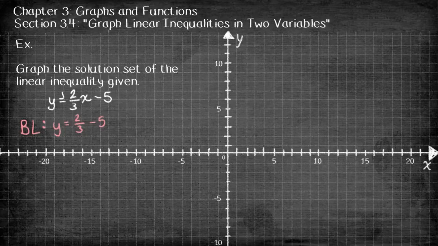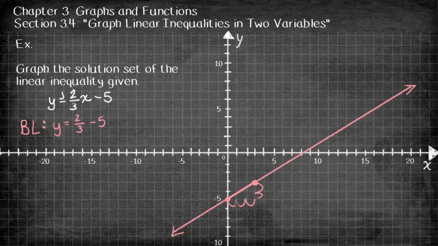I know that my y-intercept is -5, so I can start here. And my slope being 2/3 means that if I go 3 places to the right, I have to go up 2 units. All right, and here's my boundary line.